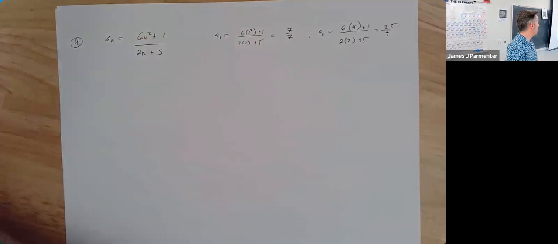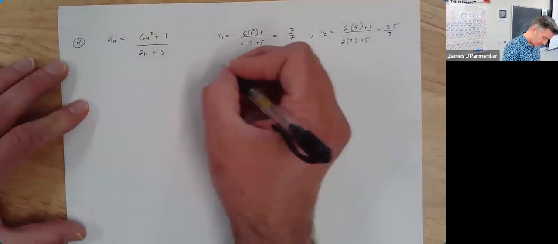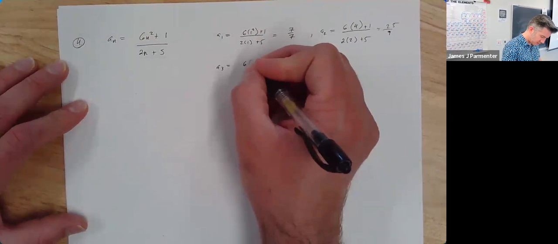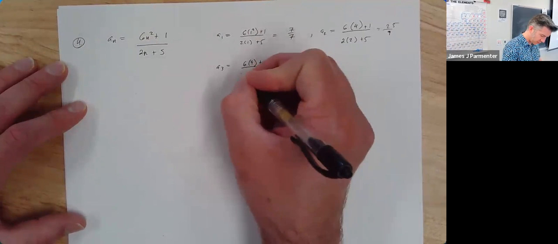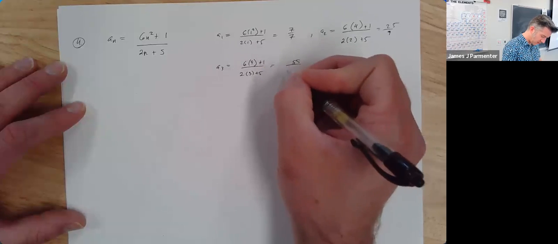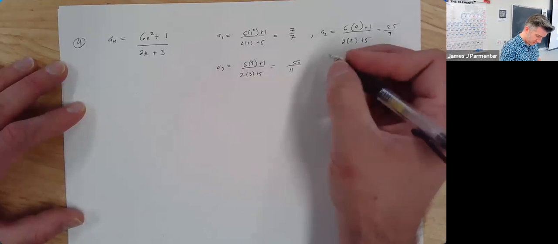I would say the real point of writing out these terms is later on when we start trying to go the other direction, when they give us some terms, we're going to try and find the formula. That's kind of why we're talking about this. A sub 3 is going to be 6 times 3 squared plus 1 over 2 times 3 plus 5, which is 55 over 11, which is 5.